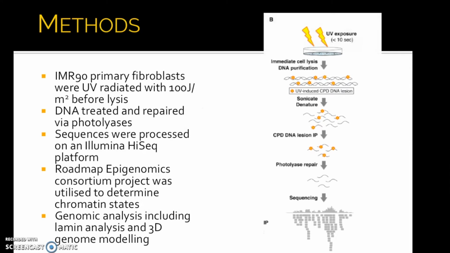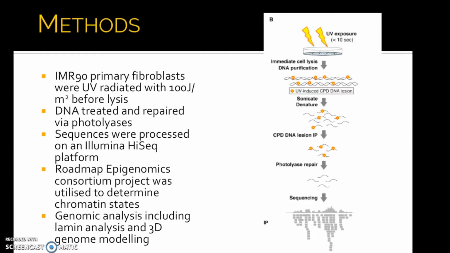In order to create a genome-wide analysis, IMR90 primary fibroblasts were UV irradiated with 100 joules per meter squared before being lysed with 1% SDS buffer. They were then treated with various chemicals. Immunoprecipitation occurred, in which purified single-stranded DNA was repaired via photolyase. Spot blot analysis also occurred.